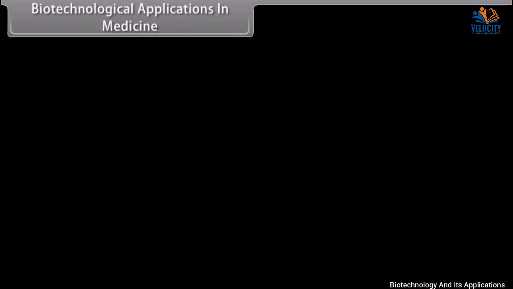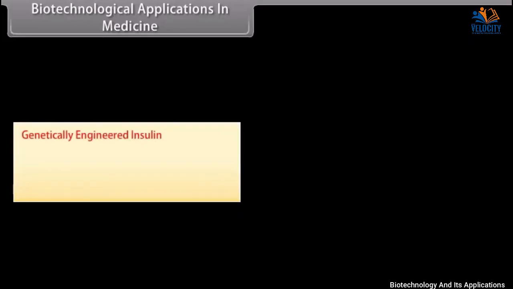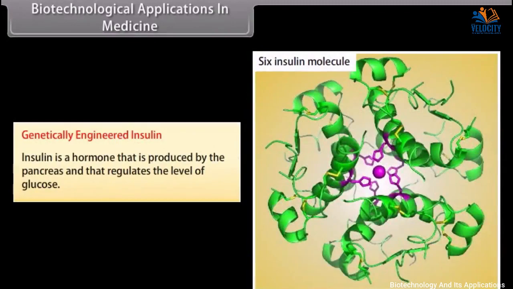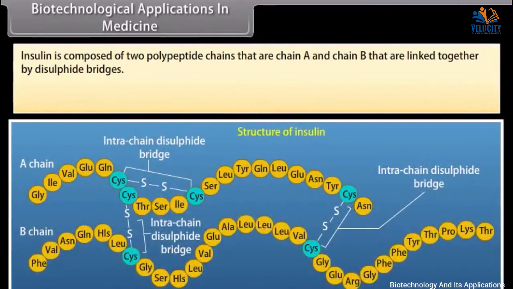Biotechnological applications in medicine. Genetically engineered insulin. Insulin is a hormone that is produced by the pancreas and that regulates the level of glucose. Insulin is composed of two polypeptide chains, chain A and chain B, that are linked together by disulfide bridges.